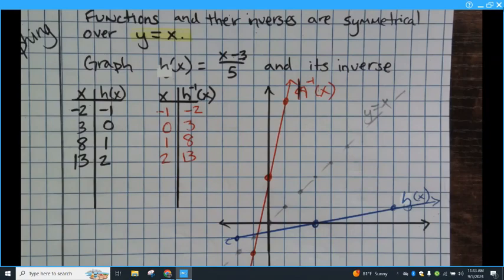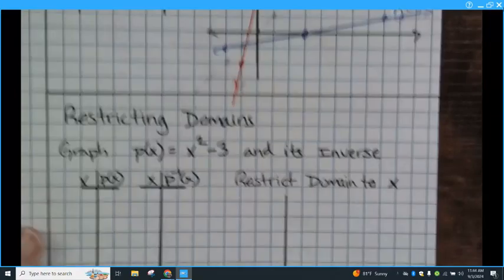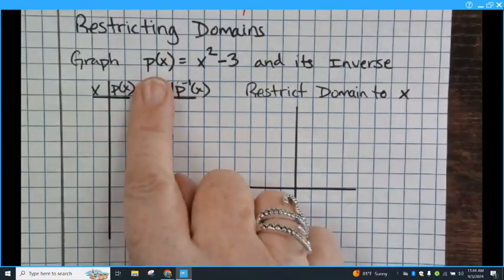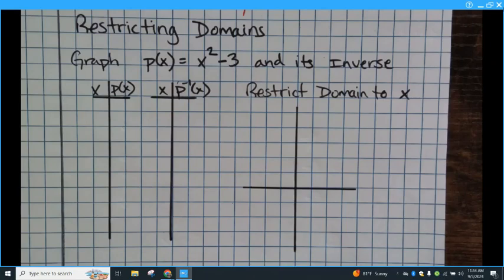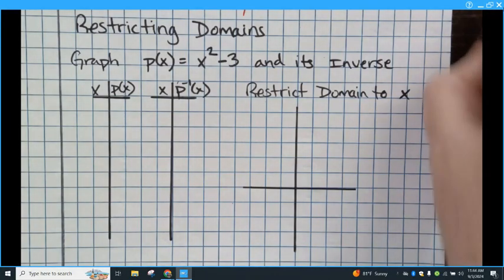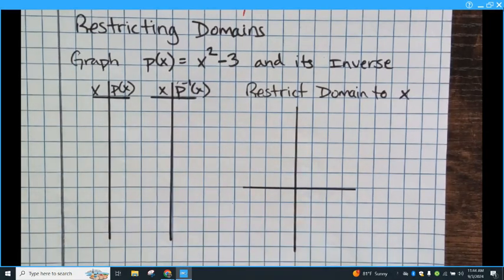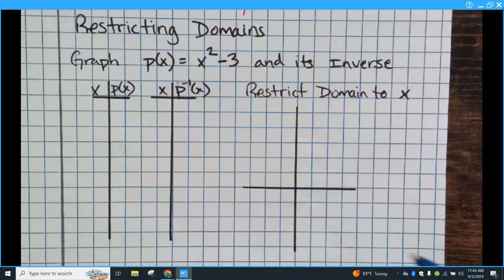The other part that we have to put in our notes is when we have to restrict domains. It doesn't happen often, but it does happen. So we're going to graph p of x, which is x squared minus 3, and its inverse. But we're going to have to restrict our domain on this one. So I'm going to start with p of x. If you know anything about squares and their shape, we know it's going to be a parabola. For right now, I'm not going to restrict it. I'm going to restrict it at the end and talk about it.